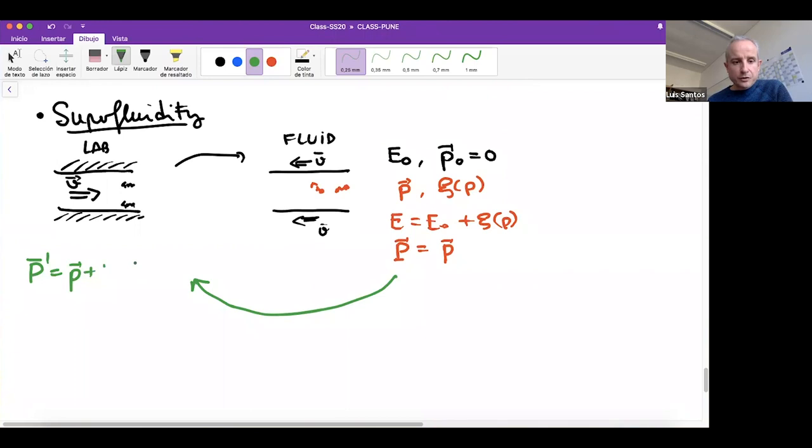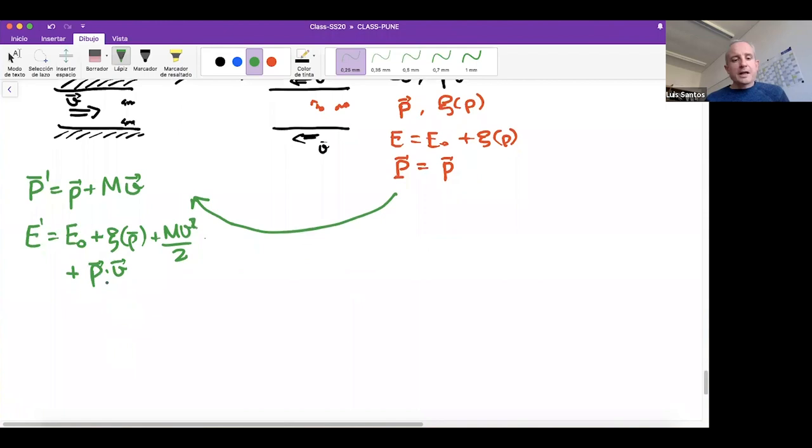And the energy is this energy zero plus the energy of this quasi-particle, which we just said. And then we have to put the kinetic energy associated to the whole fluid plus the Doppler effect associated to that. So this is what the Galilean transformation tells me that I have to do.